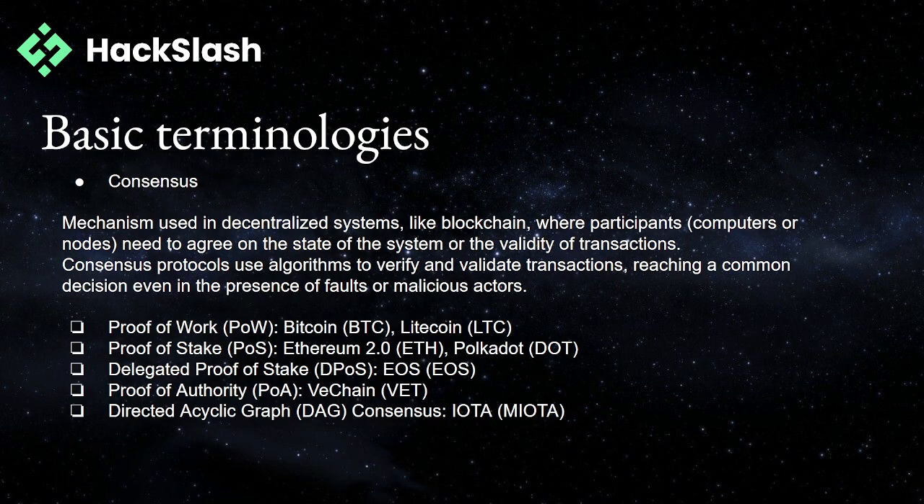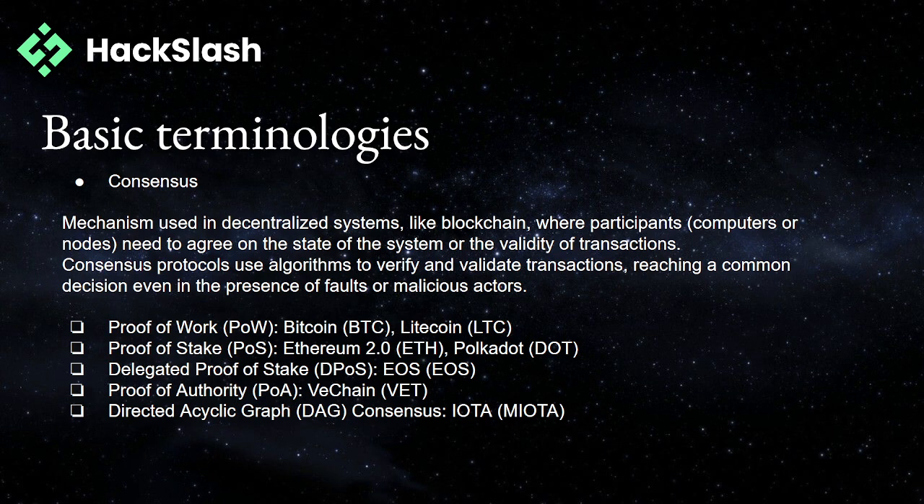Now, what is consensus? Consensus is any mechanism where the participants of the blockchain, or of any technology, need to agree on the state of the system. It is any mechanism where participants can agree to validate transactions or the state of the system. Consensus mechanisms are of many types, like proof of work, proof of stake, DPoS, proof of authority, DAG consensus, etc. But the majority of blockchains rely on proof of work or proof of stake.